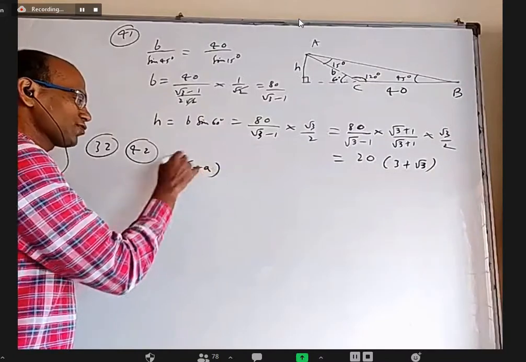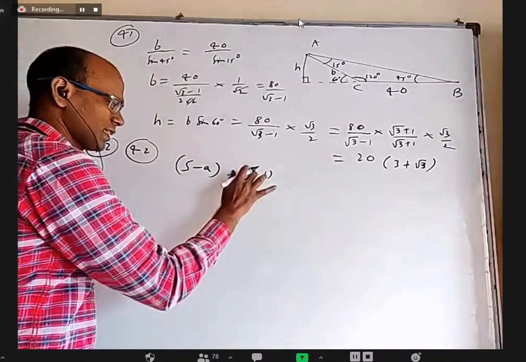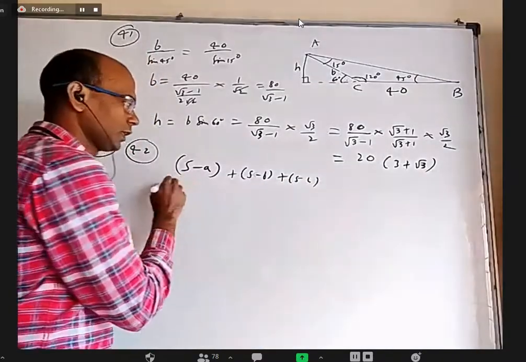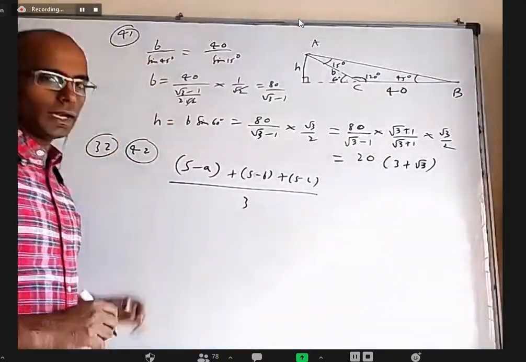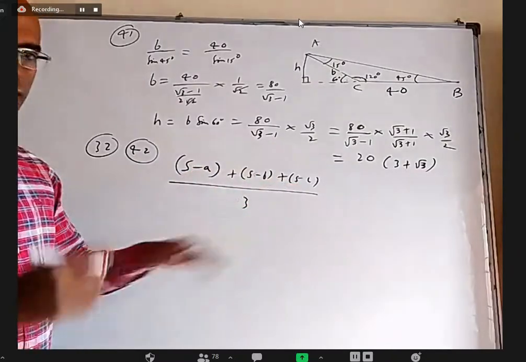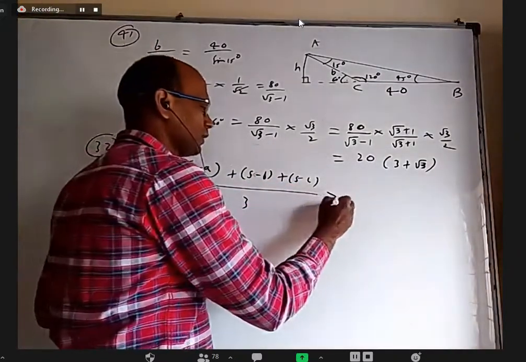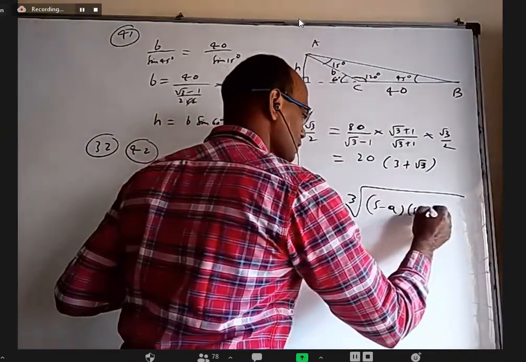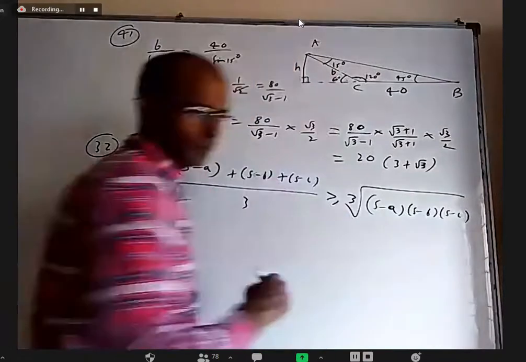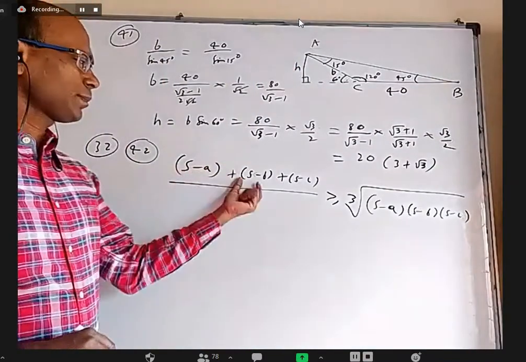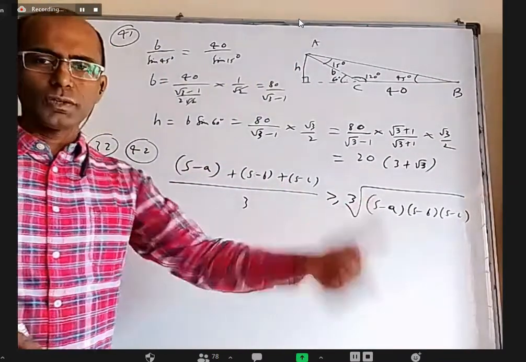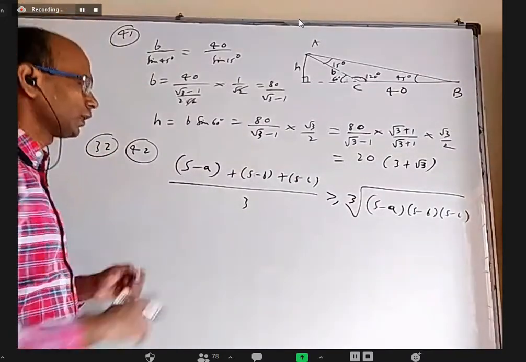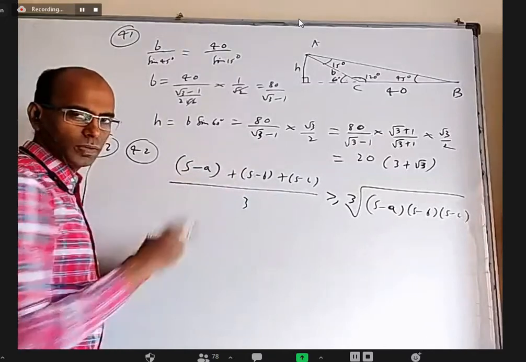Take S minus A as one quantity, S minus B as another quantity, and S minus C as another quantity. Arithmetic mean, (S minus A plus S minus B plus S minus C) by 3, is greater than or equal to the cube root of (S minus A) into (S minus B) into (S minus C). Okay, L plus M plus N by 3 is greater than or equal to the cube root of L into M into N, the AM-GM inequality. All of you know the AM-GM inequality, we are using it quite a few times. But what will happen to the LHS when you simplify? Anybody want to tell?